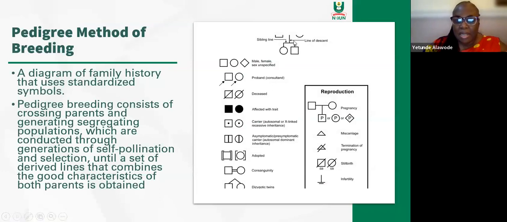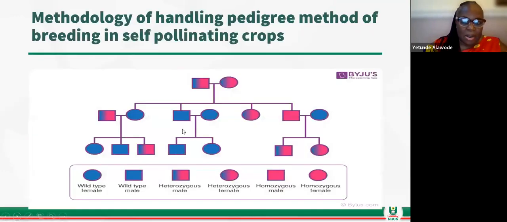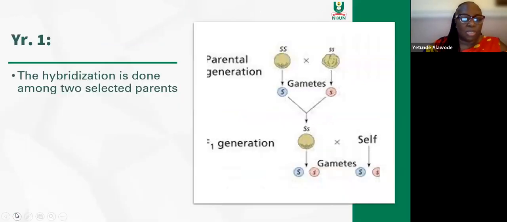I think this picture has been cut off, but I have another one on this. You can see these are the parents. When you cross them, you get these siblings. You have a family tree. The round blue stands for the wild female, the square stands for the male, and the one that is mixed, blue and red, stands for heterozygous male. The circle is heterozygous female, like that. So you have a pedigree. It is also used by breeders for breeding purposes.